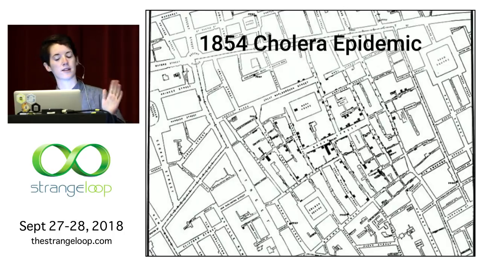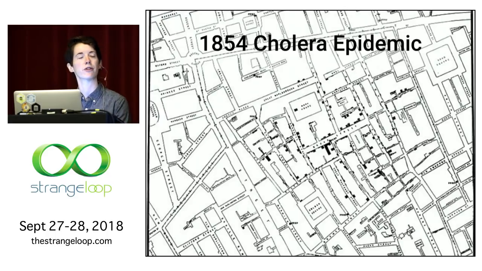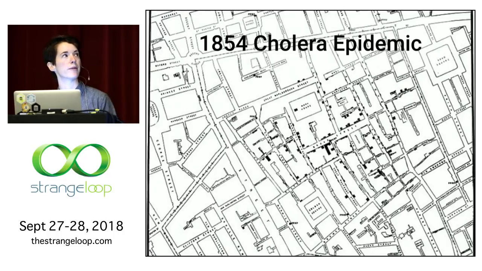And it's a little hard to see because it's all black and black, but there's a lot of black rectangles right in the center of the map, and that's where the Broad Street fountain is. And so using this as a way to visualize that data, he determined that the Broad Street fountain was the contaminated water source that was causing this epidemic and was able to stop it.